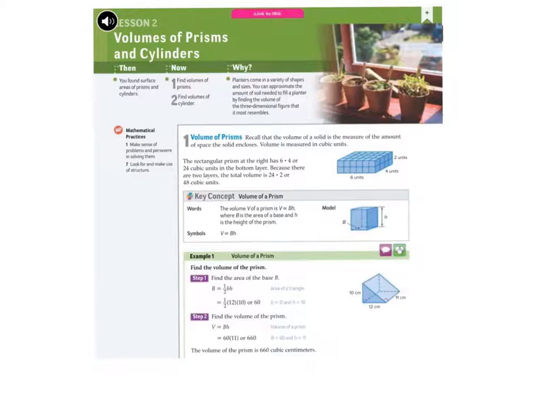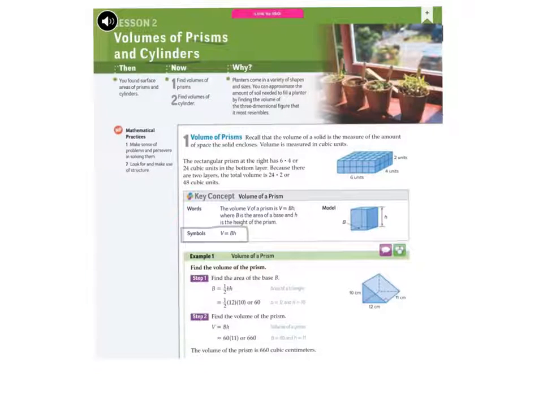Okay, so now at 11.2 we're going on to volumes of prisms and cylinders. Two different styles of polygons, so two different formulas. The volume of a prism, they give you the formula here. It's B, capitalized B, which is the area of the base, times whatever the height is.